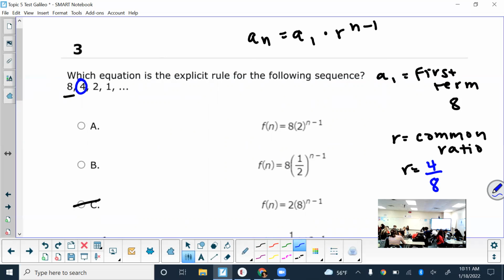So I would write this one on my note sheet. So 4 over 8 simplifies to what? 1/2. So then R is 1/2. A sub 1 is 8. That's why B is the correct answer. All right, A was there to trick you because kids forget whether they divided by the one before it or after it. So that's why that one was there.